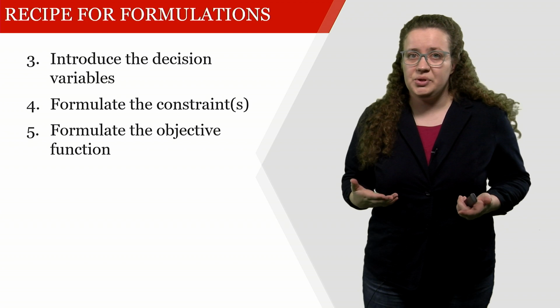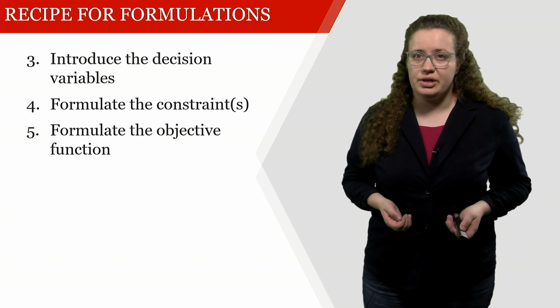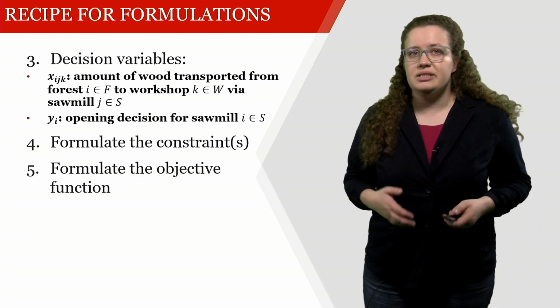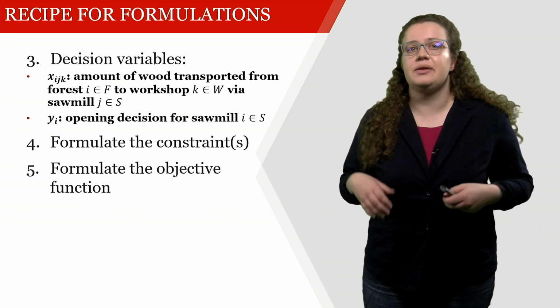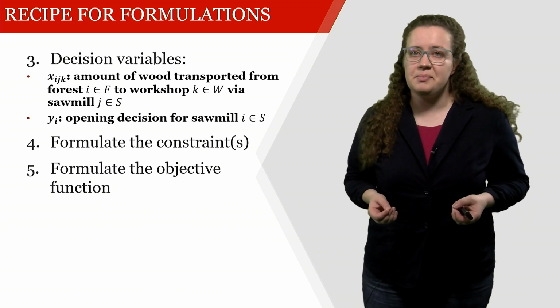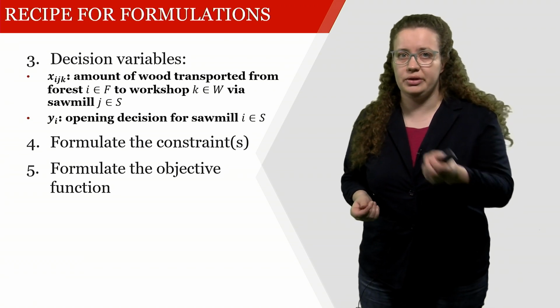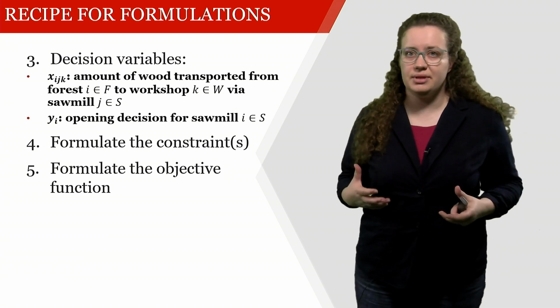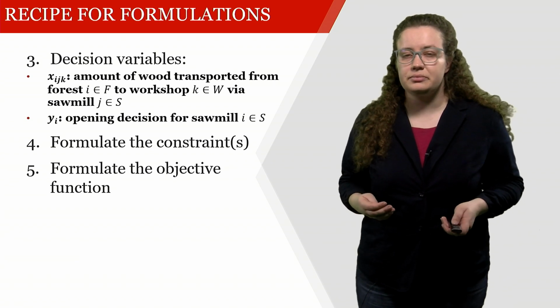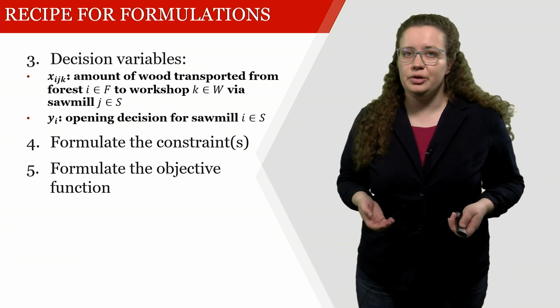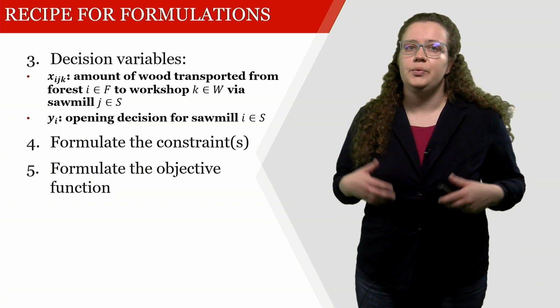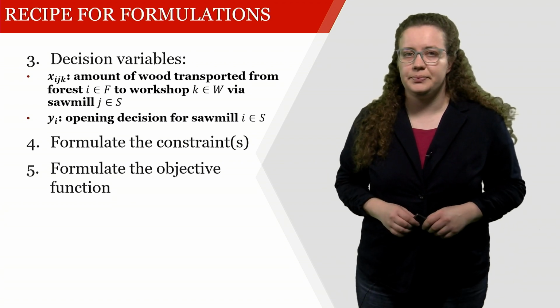The next thing that we're doing is we're introducing decision variables. And in our case, the decision variable is X_ijk, which is the amount of wood that we're transporting from a forest to a sawmill to a workshop. So the same thing that we also had with the costs. Secondly, we have this opening decision for a sawmill, which we denote by Y_i.